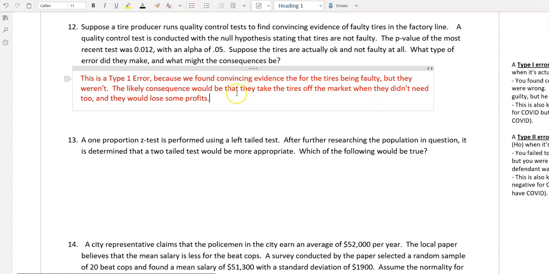A type 1 was not that bad of an error to make. As a matter of fact, they set up their tests to have a type 1 happen more often than a type 2, because this is less bad for the company. They'll lose a little bit of money. They'll throw away the tires when they shouldn't, but they'll survive that. That's way better than having customers not believe in your product. So my final answer would be a type 1 error on this problem.